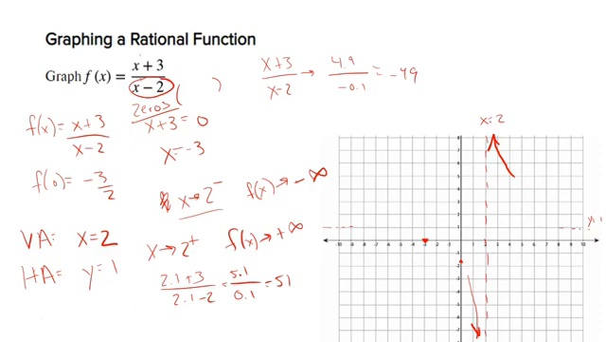And so if we use our function values and the asymptotes are drawn, we can see that our function should look something like this.